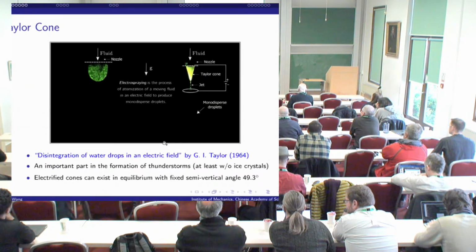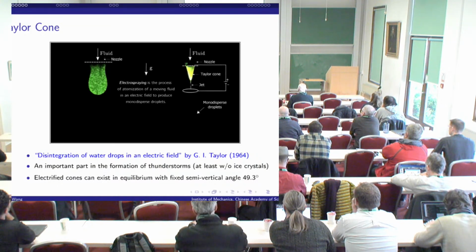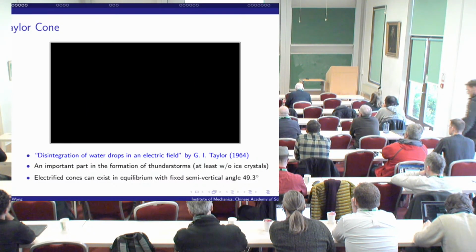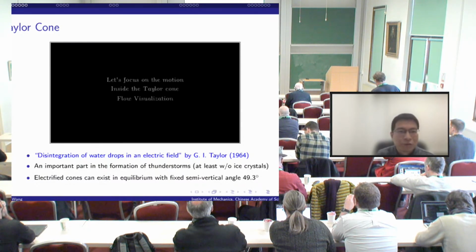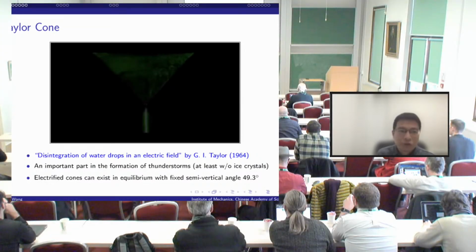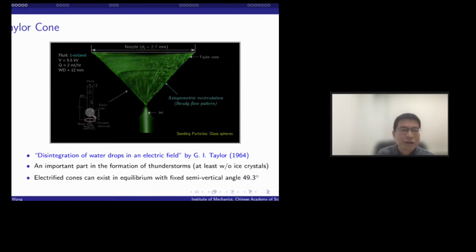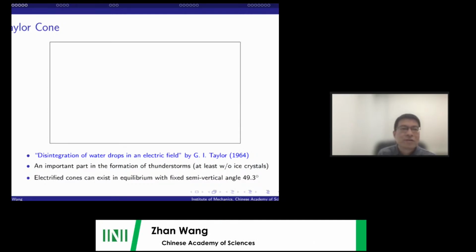Electrohydrodynamics is an interdisciplinary subject coupling electrostatic fields into fluid flows through the Maxwell stress tensor. It arose in the 1960s when Rayleigh-Taylor and others began their research on interfacial hydrodynamic instability under electric fields. Motivated by the disintegration of water drops in a strong electric field, such as a thunderstorm, Taylor showed that electrified cones could exist in equilibrium with a fixed semi-vertical angle of 49.3 degrees.